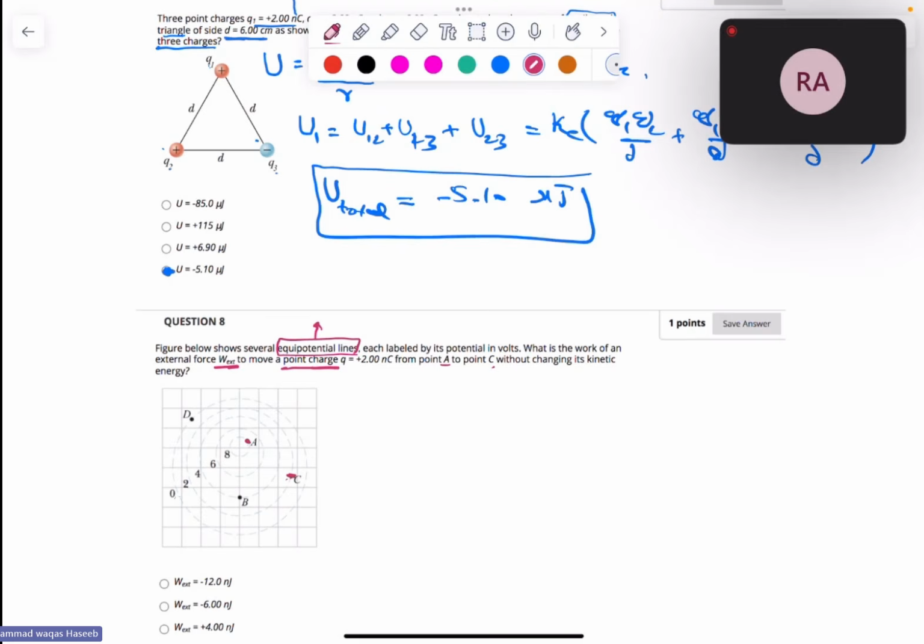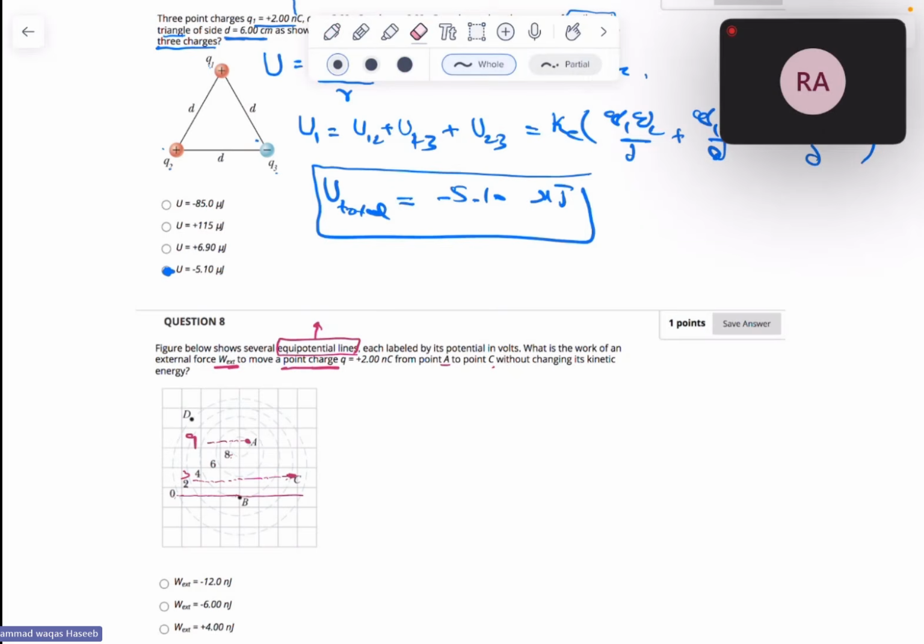So if you see this, it's starting from 0, this is the point. What is the potential at point 2? This is 2, 0, 2, 4, 6, 8, and this is giving you the potential. At point C, the potential is in between 2 and 4, I think it's 3. And the potential at A is 9. Okay.